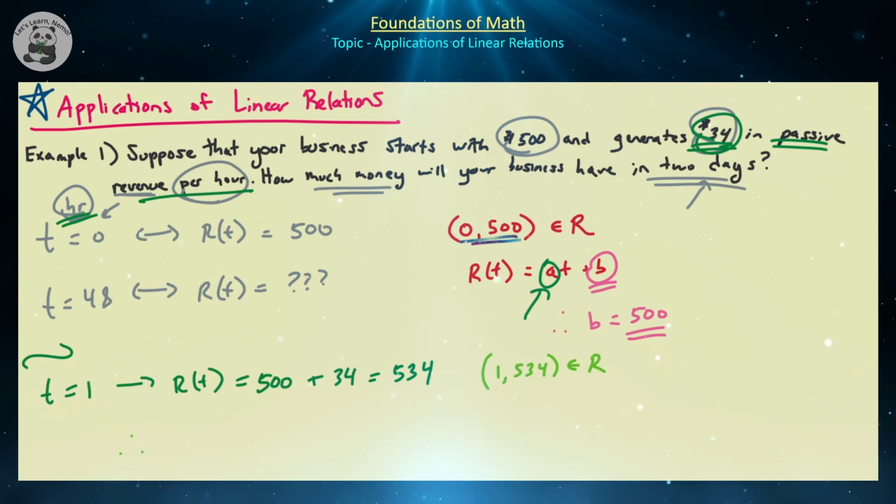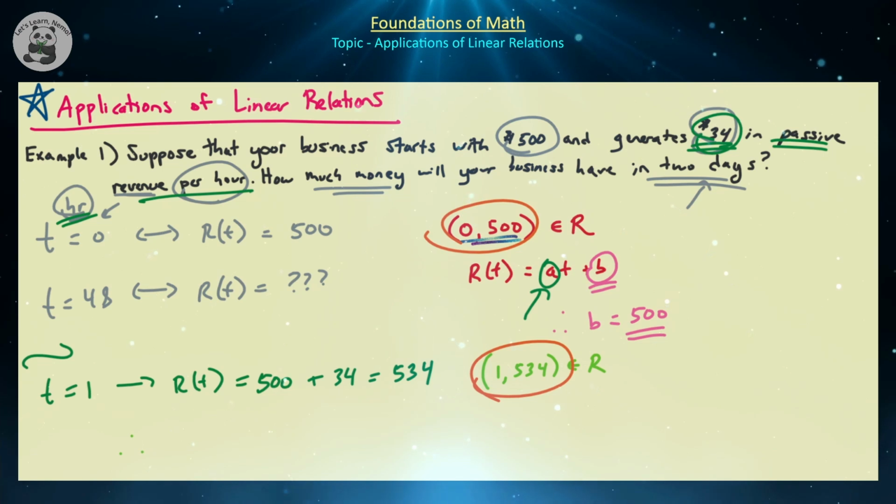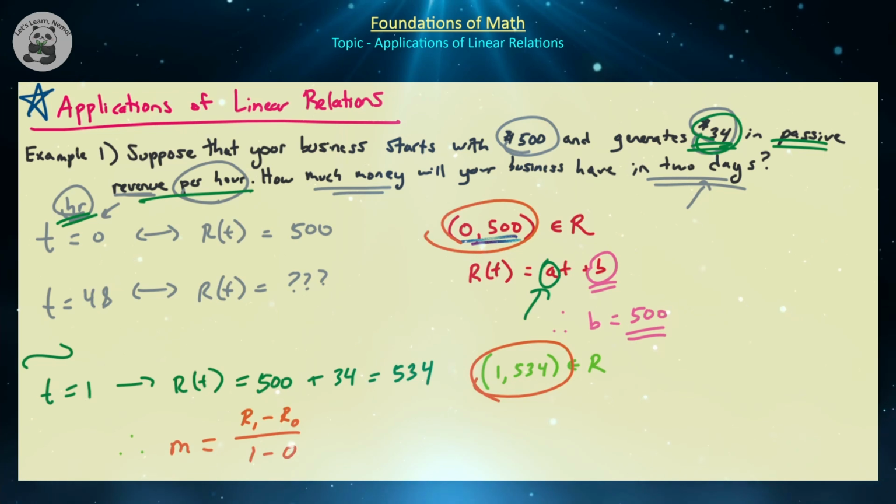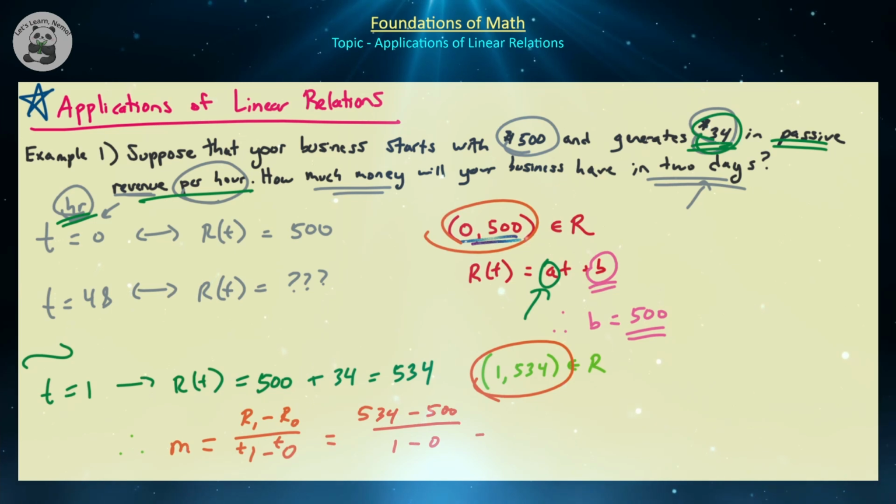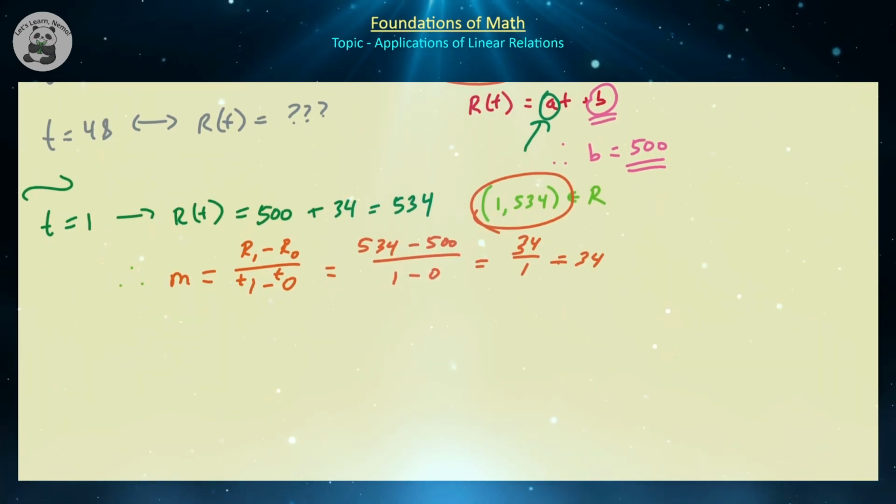Since we have 2 points, 0, 500 and 1, 534, the slope of this linear relation is going to be equal to R of 1 minus R of 0 all over 1 minus 0. That's generally y2 minus y1 over x2 minus x1, where x is time and y is revenue. Let's actually write t1 minus t0 just to be a little bit more clear. So that's going to be 534 minus 500 divided by 1 minus 0, which is 34 divided by 1, which is equal to 34. Once we have that, that gives us our revenue relation.